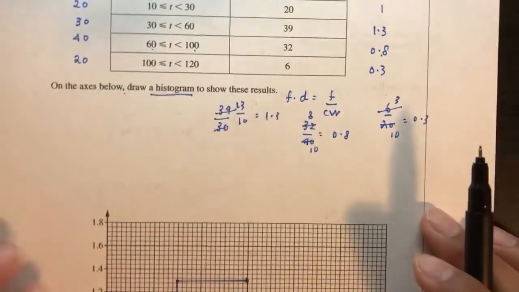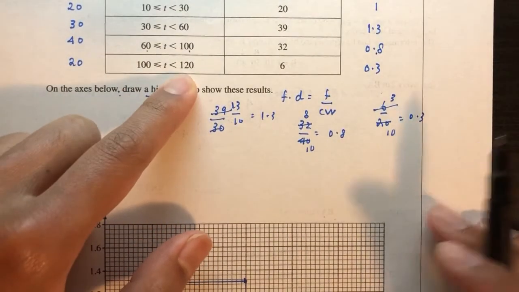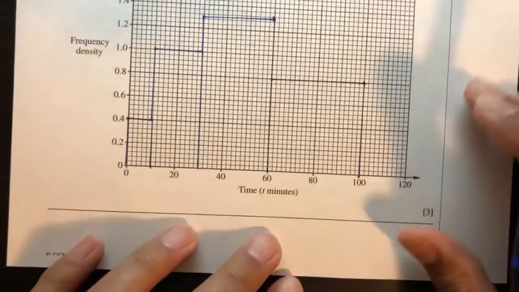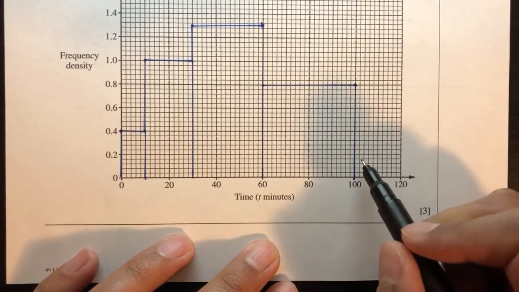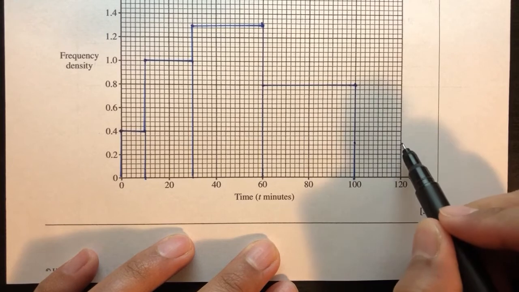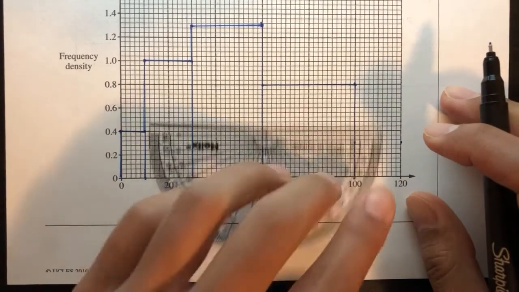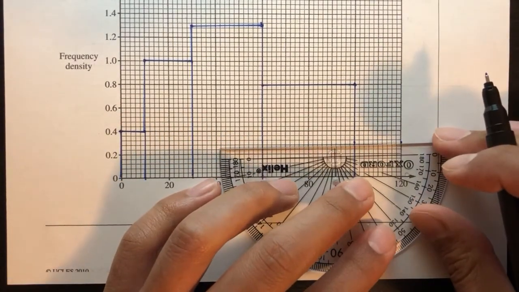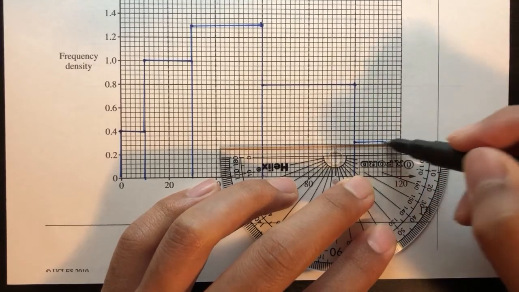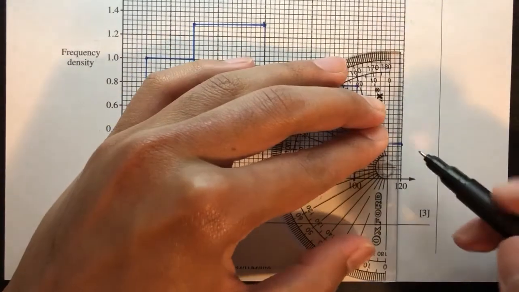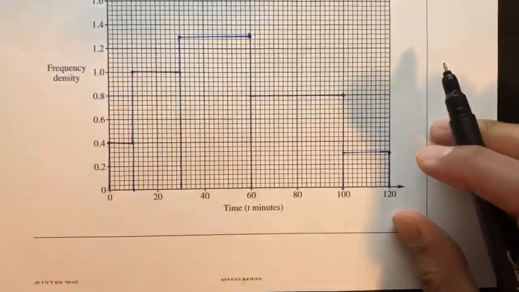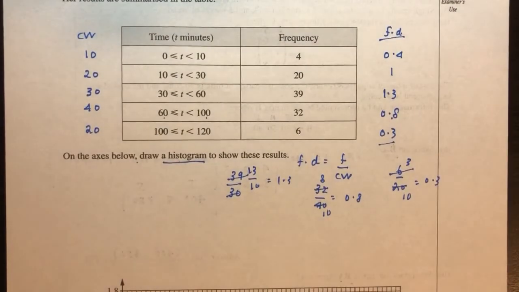And for the last class, we have 100 to 120 will be 0.3. So this one, 0.3 will be between these two. So that will be the last histogram for this class. Okay, and that's it for question number 14.